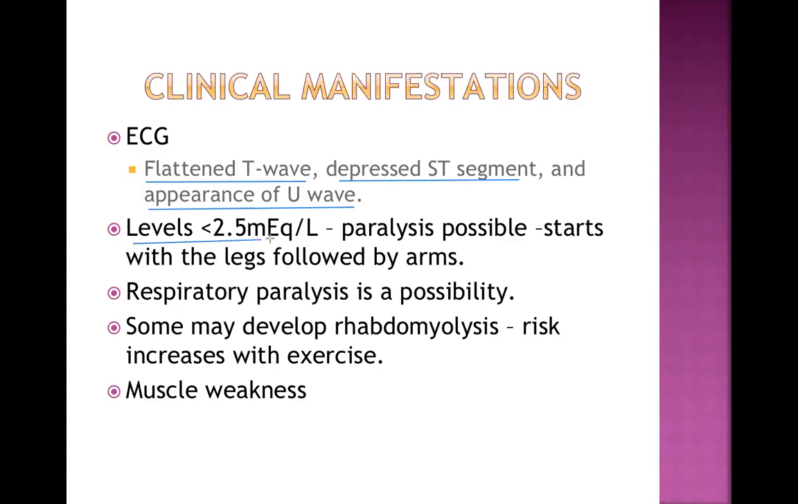Now, when the level of potassium is less than 2.5 milliequivalent per liter, muscle weakness starts, and it starts from the lower limbs, and then the upper limbs are also affected. In very rare cases, even respiratory paralysis is a possibility, and that is life-threatening, isn't it? If the person cannot breathe, the person will die. Some patients may even develop rhabdomyolysis, rupture of skeletal muscle, and that risk increases with exercise. So it is advisable to take rest in case of hypokalemia. Okay, so let's move further.